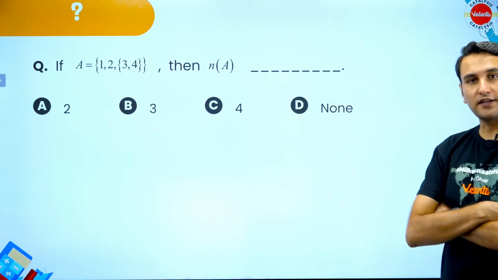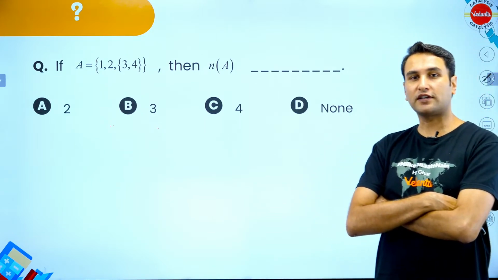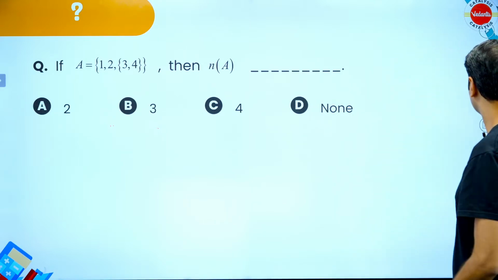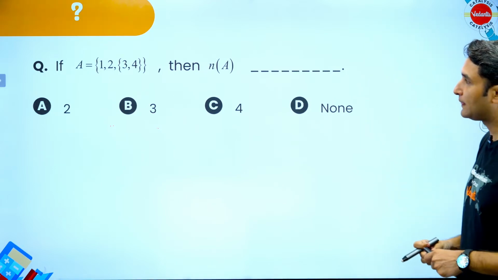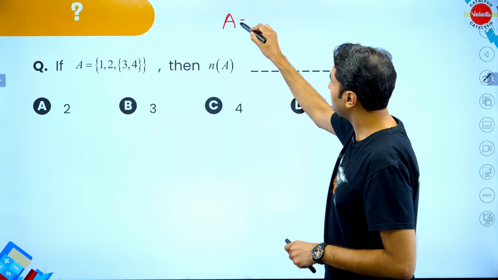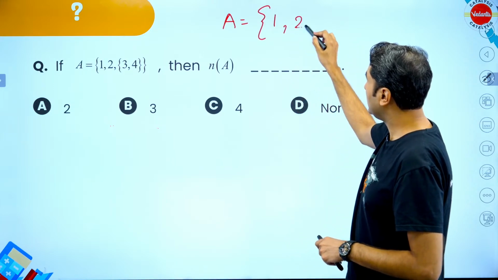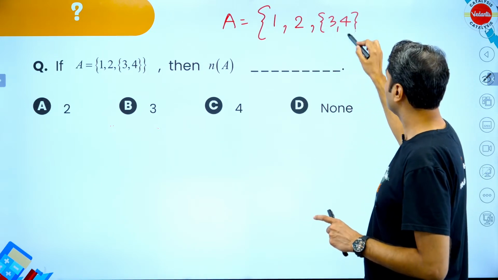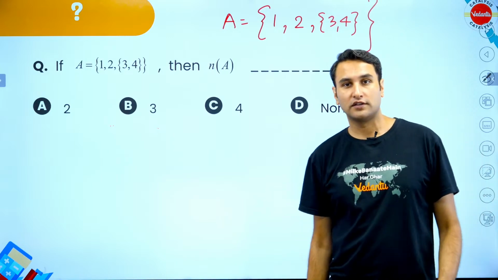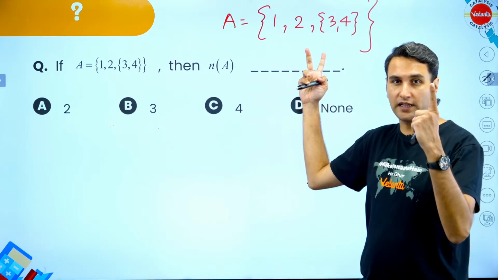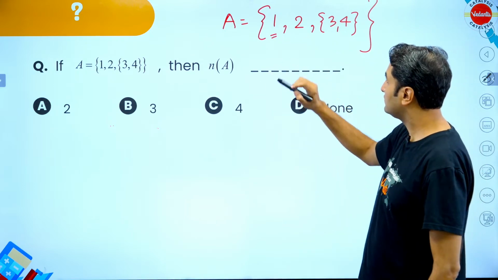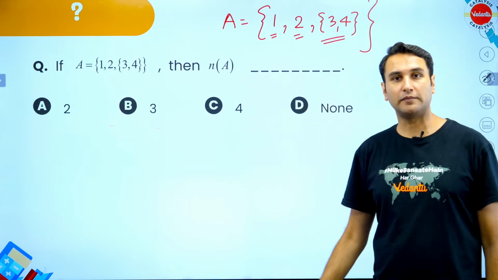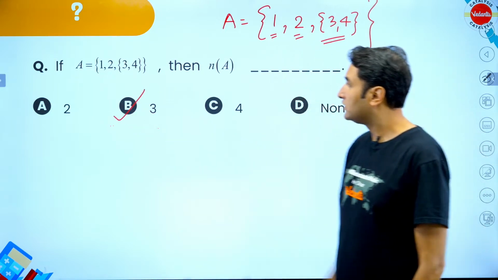Now look at this. If this particular set is given to you, the question is, what is the cardinality, what is the order, or how many elements are there in this set? The set A is element 1, element 2, and there is another element which is a box containing 3 and 4. So how many elements are there, bacho? This curly bracket is one single element for this set. So element 1, element number 2, element number 3. How many elements should be there? 3, exactly.